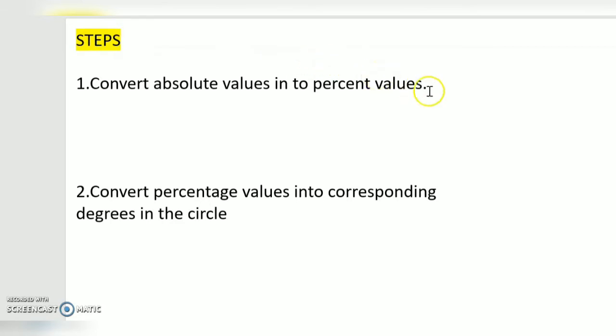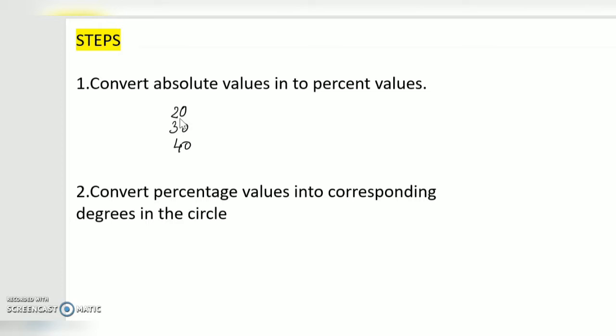Suppose one chart is given. The first step is we have to convert the absolute values into percentage values. Suppose some values are given: 20, 30, 40. How can we convert these values into percentage values? If you see the previous video on the percentage bar diagram, you will get how we can convert one absolute value into a percentage value.